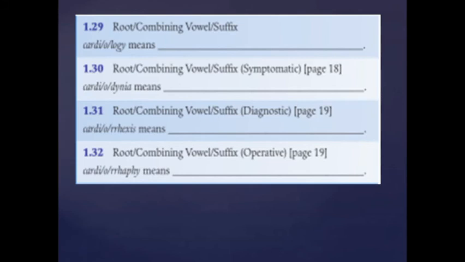The other one, root and combining vowel and suffix. Okay, so cardioadynia. Okay, what does that mean? Cardiarrhexis, cardiopathy. Okay, you need to know all these meanings. It will be discussed through the next slides, but you will have to look them up yourself, and then we will discuss them on the next video.